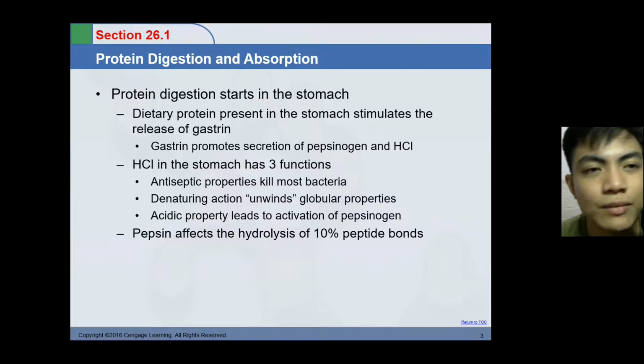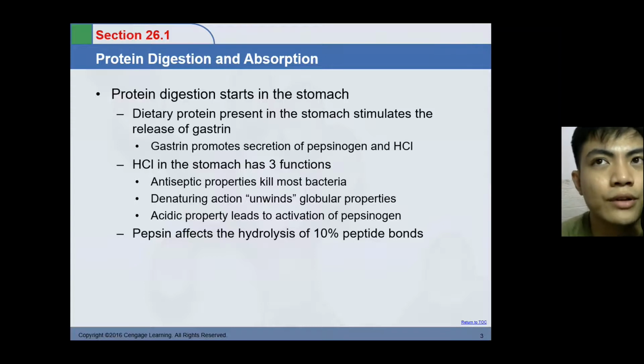Sa lipid metabolism naman, ang idea natin is that even sa mouth pa lang, nag-start na yung kanyang digestion. Yung lipids na-breakdown natin into smaller pieces and then nagiging micelles. And the micelles na yon eventually lumiliit further and it gets absorbed by the intestines as well. And ngayon naman, let's talk about proteins.